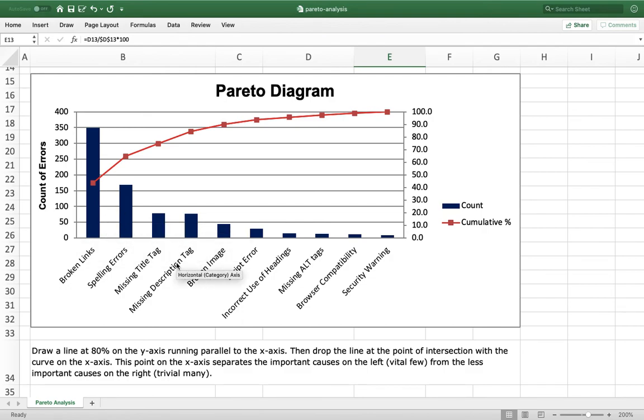And that, in a nutshell, is what the 80-20 rule is all about. Spending 20% of your time instead of 100% of your time over here will fix up 80% of the errors.